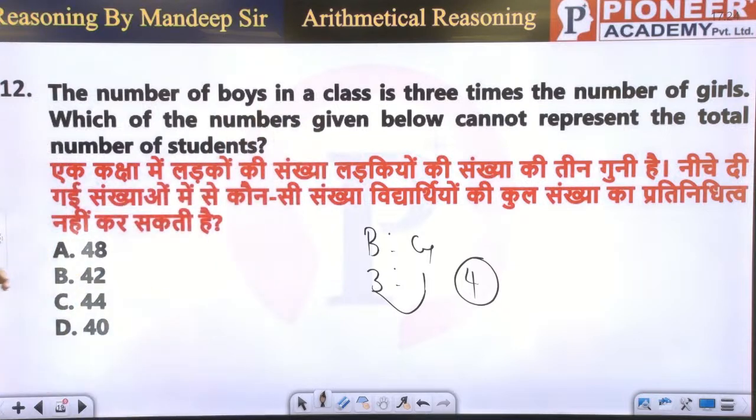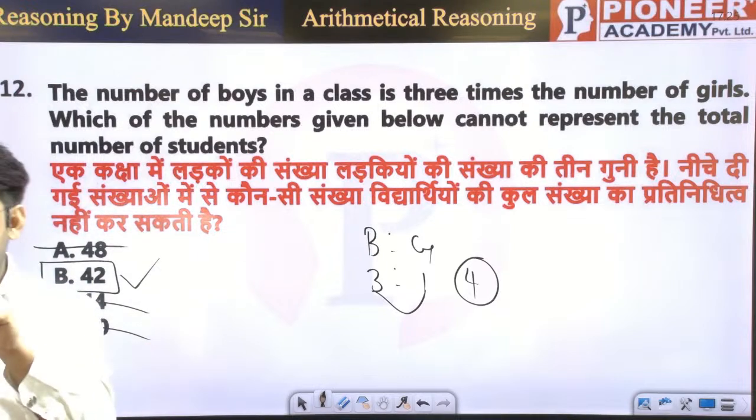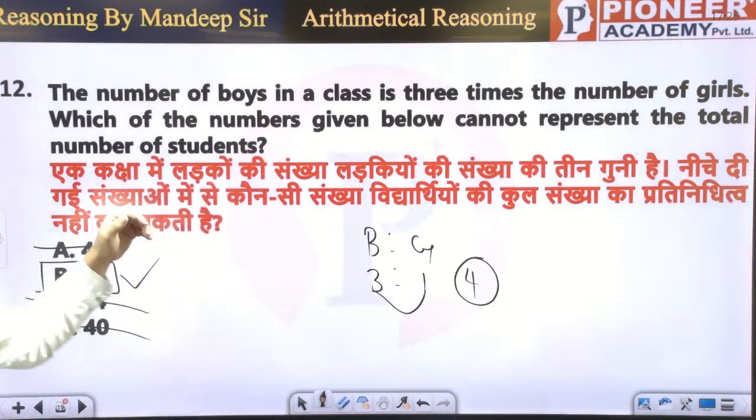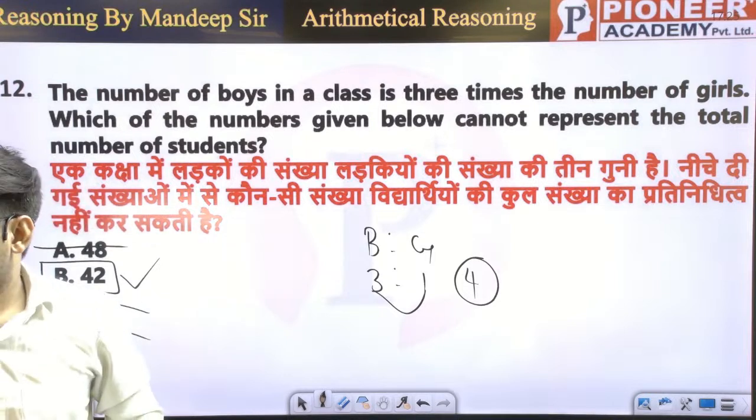So 48 is a multiple of 4. So it can be 44 and 40. But 42 is not a multiple of 4. So 42 is the correct answer, because we have to say which cannot represent the total number of students. Clear? Any doubt?